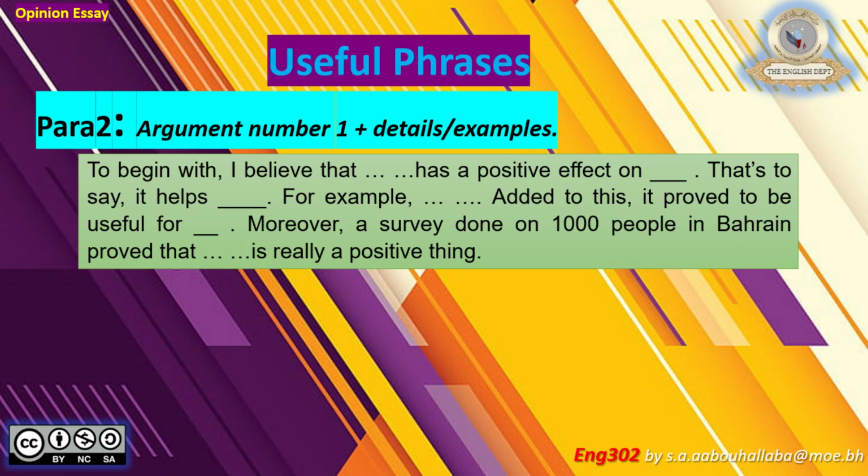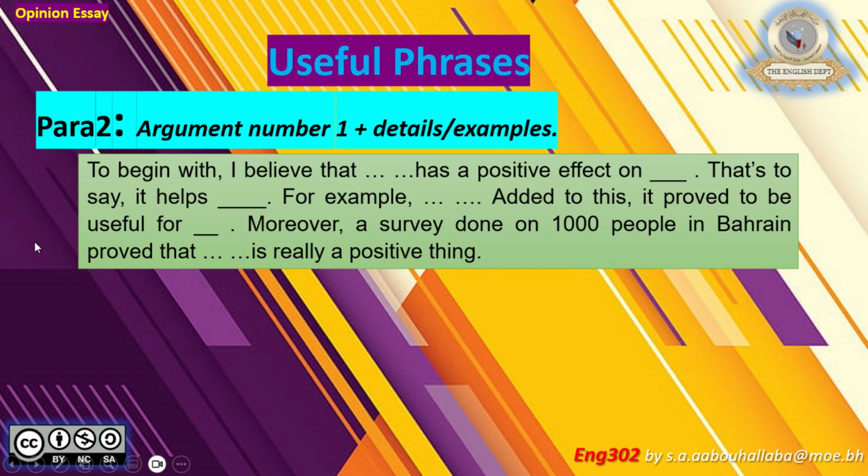You need to specify the points that you are going to talk about in your arguments. Okay? That is to say, it helps. What does it help in? For example, and you give an example. Added to this, these are very important conjunctions or linkers between sentences to put your arguments in the right order.